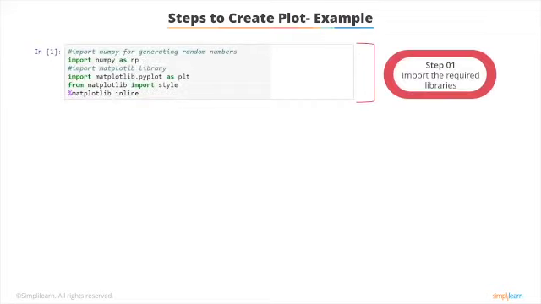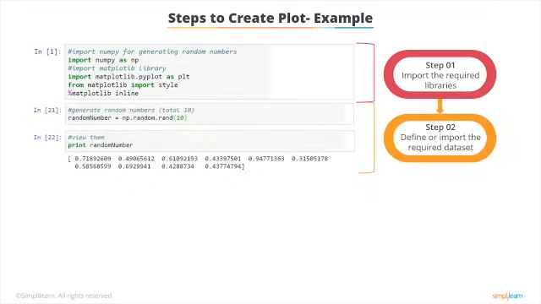The first step is to import the required libraries. Here we have imported NumPy and pyplot and style from matplotlib. NumPy is used to generate the random numbers, and pyplot, which is a built-in Python library, is used to plot numbers, and the style class is used for setting the grid style. Matplotlib inline is required to display the plot within Jupyter Notebook.